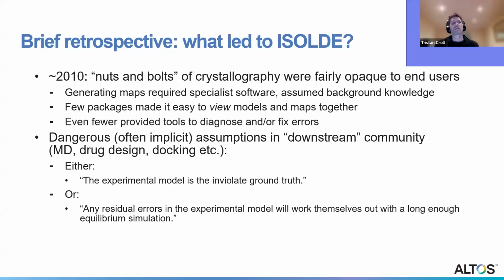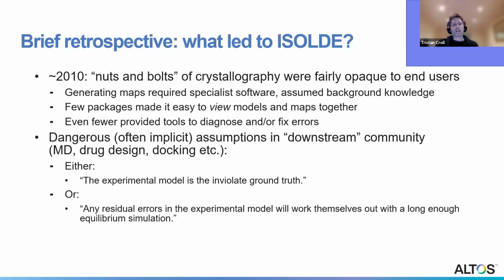And at the time, from that outsider's perspective, what I found was that the nuts and bolts of crystallography, how the sausage is made essentially, was really quite opaque to the end user. Generating maps really required specialist software, which tended to assume quite a lot of background knowledge. And very few packages made it easy to actually view the models together with the maps that led to those models. And even fewer, really just the one at the time, of course, Coot, with a few people still holding on with O, really provided tools to diagnose and fix errors.